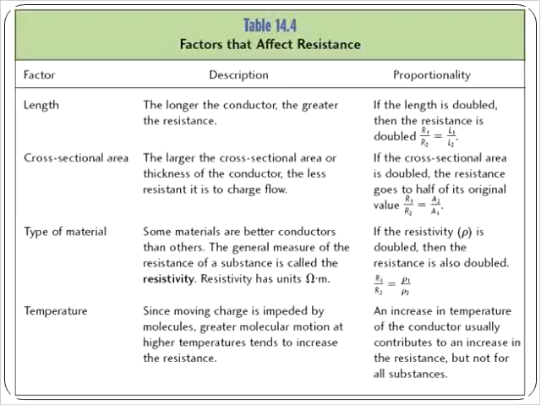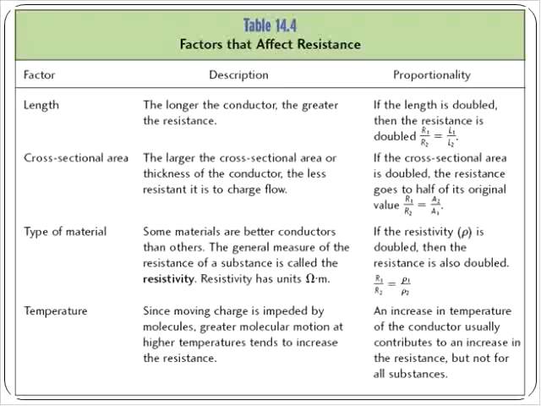So let's look at the factors then that affect resistance, because there are things that affect the resistance of a material. The most obvious one is the length. The longer the wire, the more resistance it has, obviously. And that makes sense when you think about it. Just like a longer pipe has more resistance to water flowing through it, a longer conductor has more resistance to electrons flowing through it.